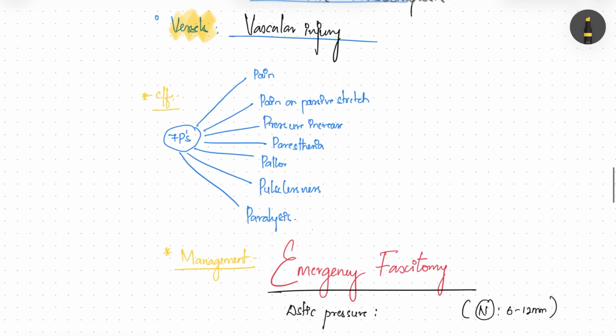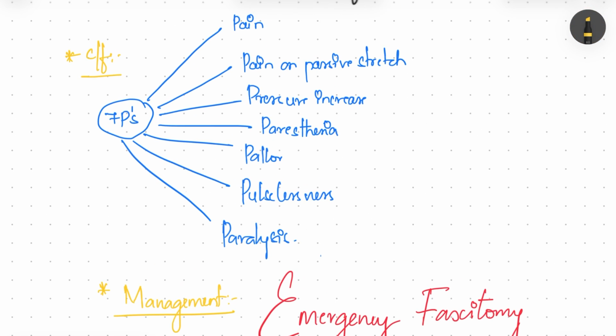Then coming to the clinical features, you need to remember there are 7 P's, right? If you remember these 7 P's, then you'll be at peace. So let's see. The first P is pain, then pain on passive stretch. Usually that hand will be contracted. When the doctor tries to stretch it straight, a passive stretch, the patient will scream. So it is called pain on passive stretch.